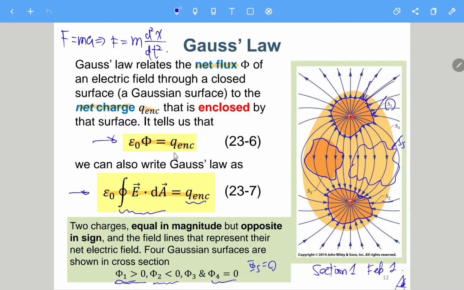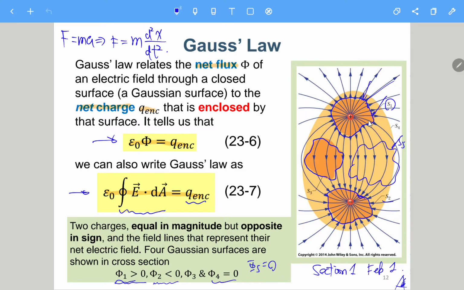If it is positive, then the flux will be a positive number. And if it is negative charge, then the net flux will be inward. And the flux can be written in the closed surface integral form like this. So this is what we'll use in the future.